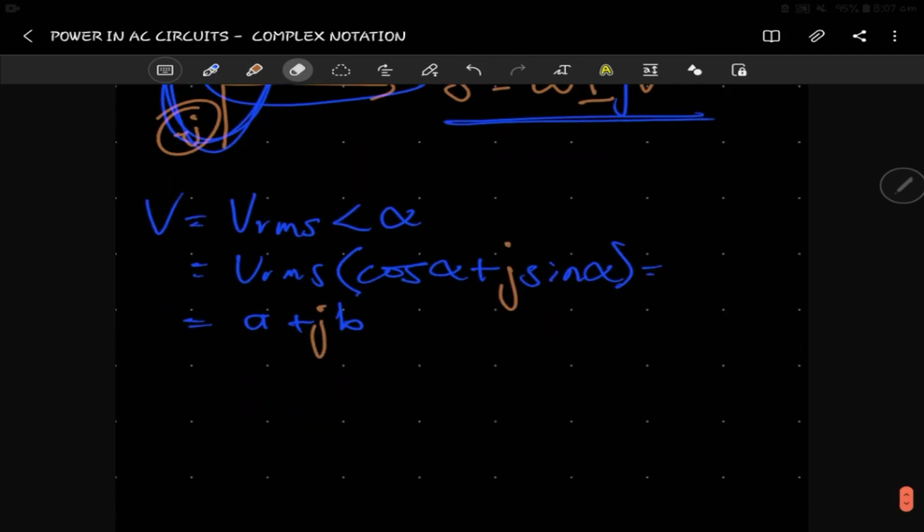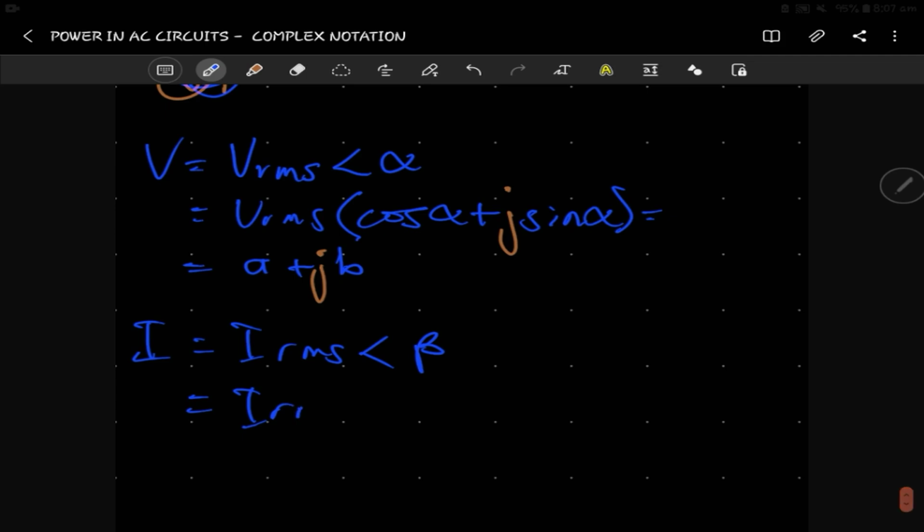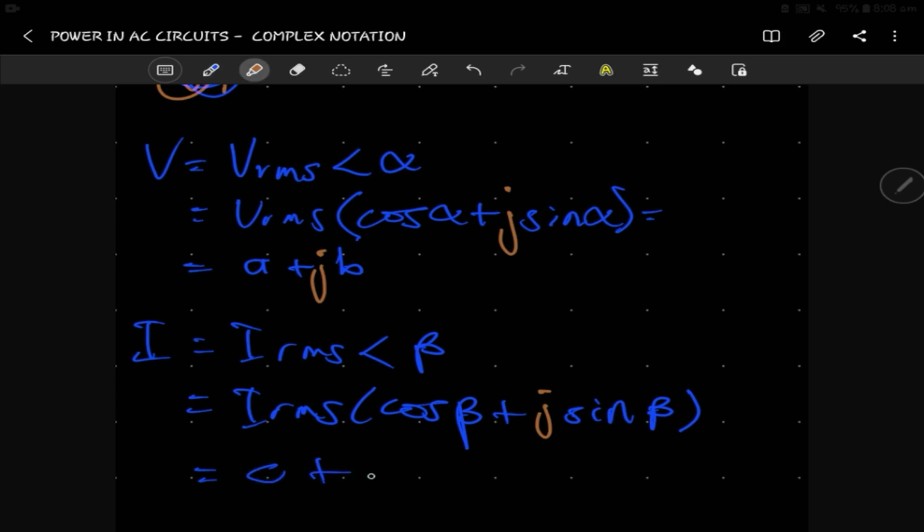The same will happen for the current. We have a current of this sort, that's when we have I RMS. Let's say the phase angle for this one is beta. That means that we have I RMS times cos beta plus J, very important, the complex notation, and then we have sine beta again. This will mean that we can represent it this way. Complex notation, very important. And then we have D.